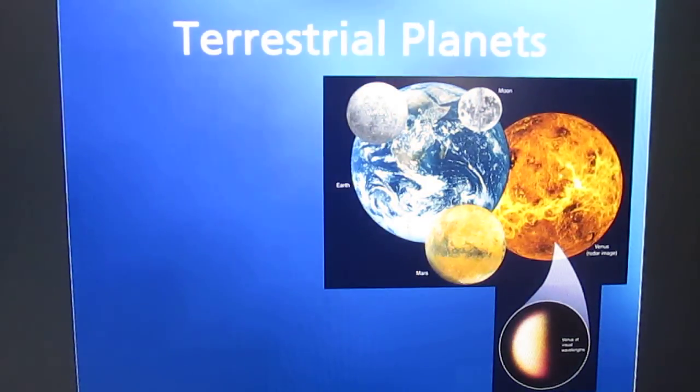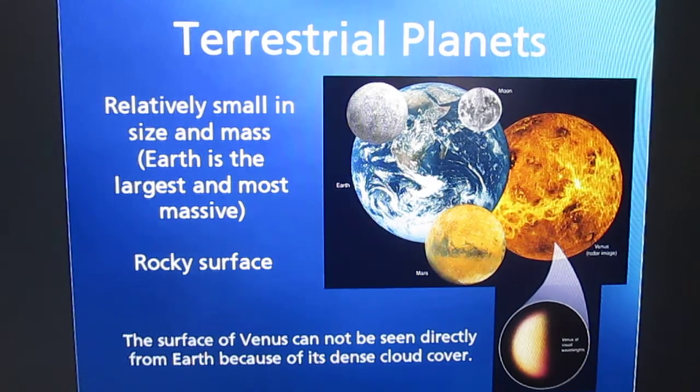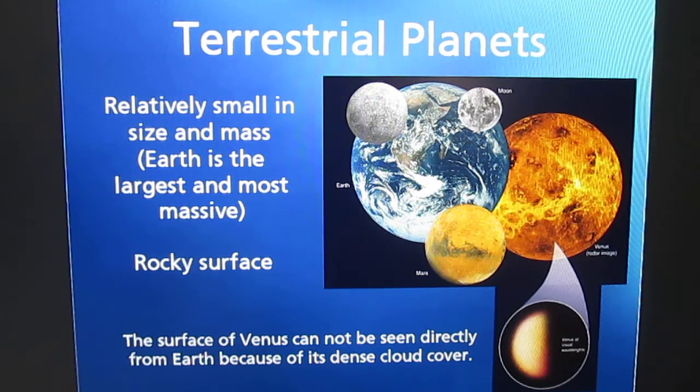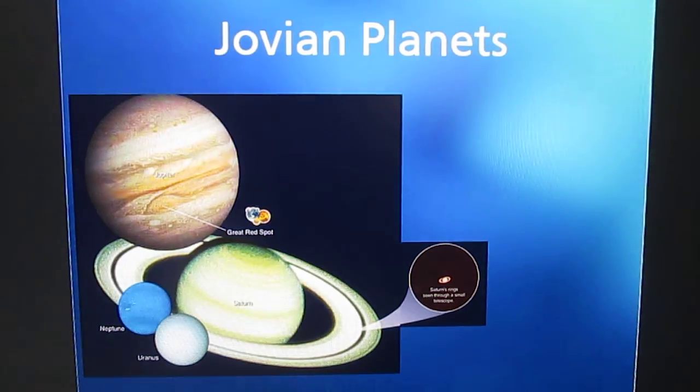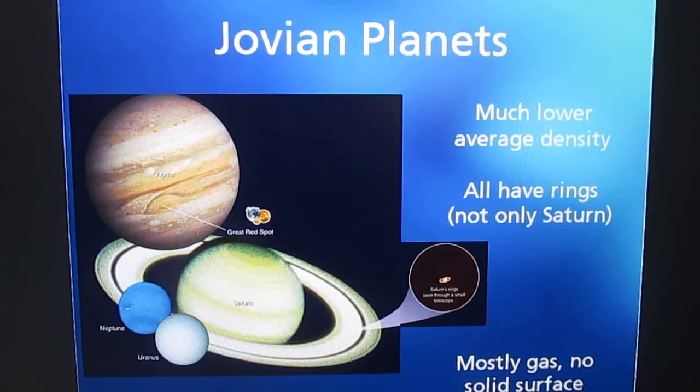The terrestrial planets are the 4 inner planets of the solar system. And again, as I said, they're characterized by the fact that they are rocky objects, non-light emitting. The Jovian planets are much larger in mass and size than the terrestrial planets.